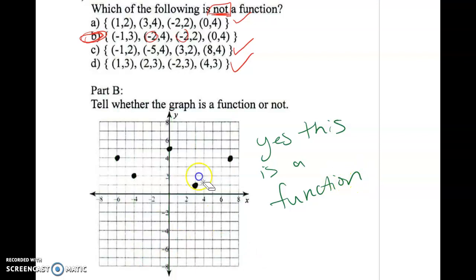So an example of what wouldn't be a function is if it had an additional point here, or something like that, where you could draw a vertical line and it touches in 2 spots. That would not be a function. But because that's not the case here, we know that this is a function because there was not a point here.